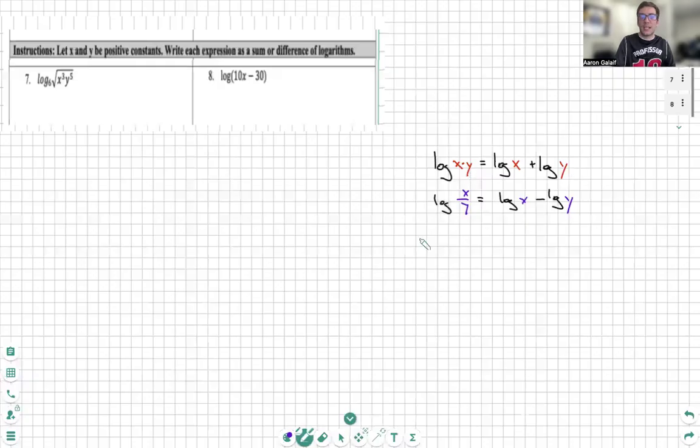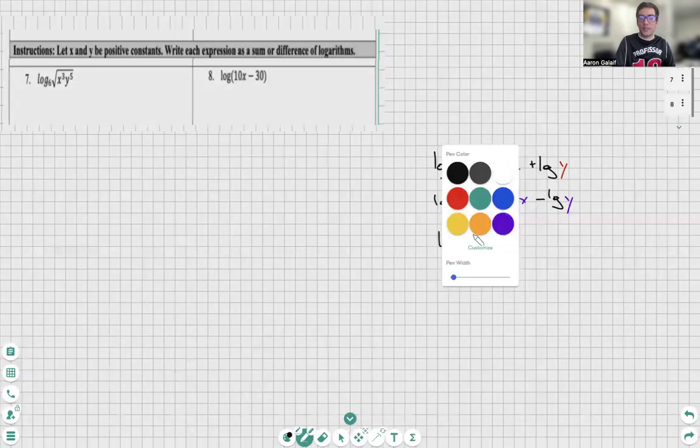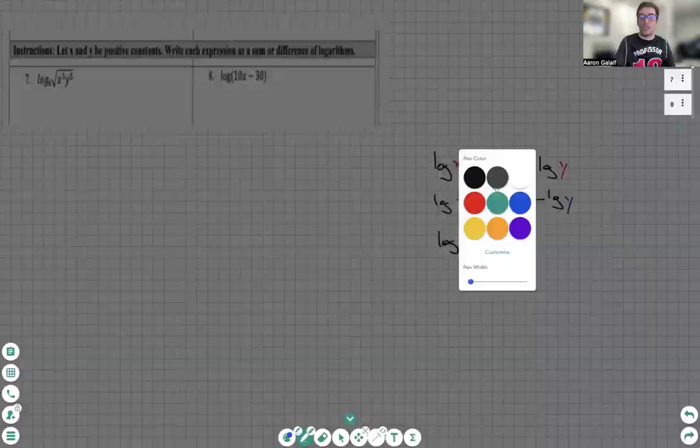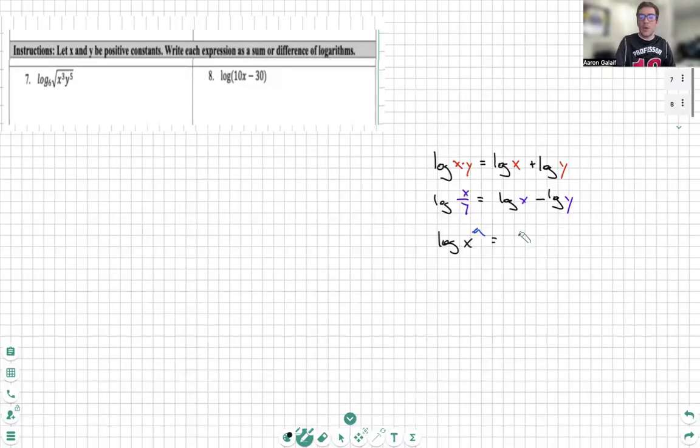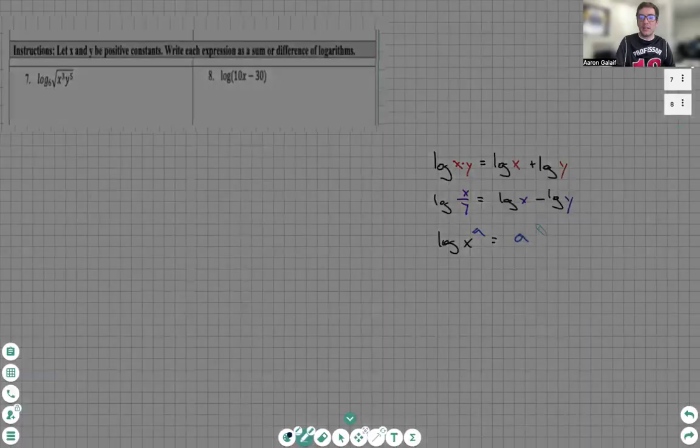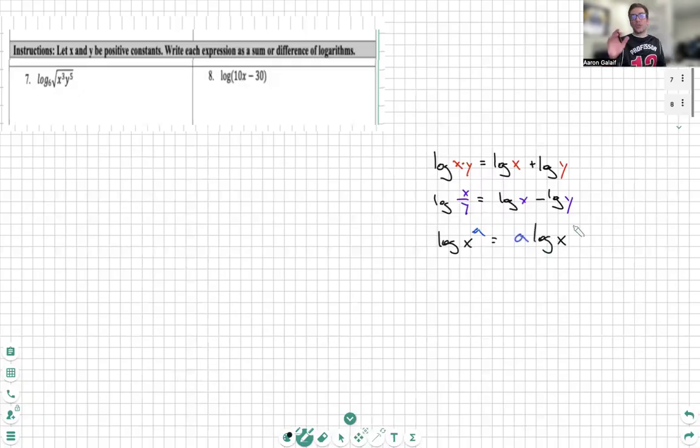And then lastly, we have log of x with an exponent. What we're going to do with that exponent is bring it right to the front, just like that, and we are good to go. So those are the three situations where we're going to expand. When I see multiplication, I'm going to add. When I see division, we're going to subtract. When I see an exponent, that becomes a coefficient. Simple. Okay, let's jump straight into this.